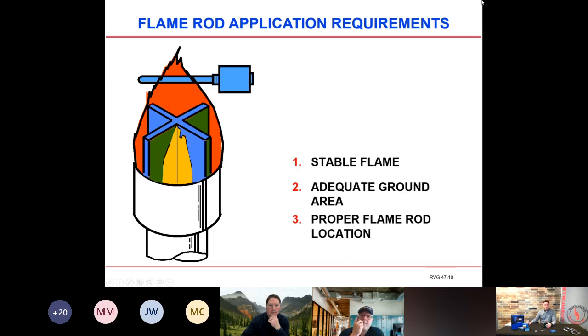So you always want to be either on the side or coming up through the bottom of the flame envelope, and that should provide you a really good connection into your flame circuit.